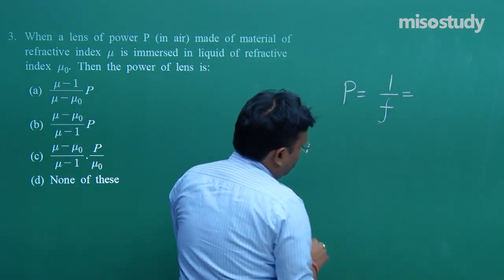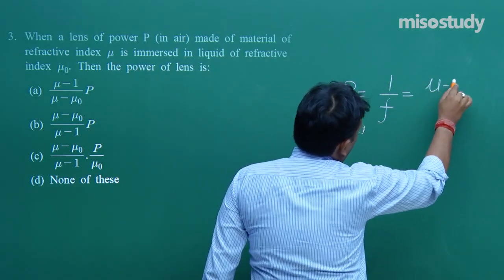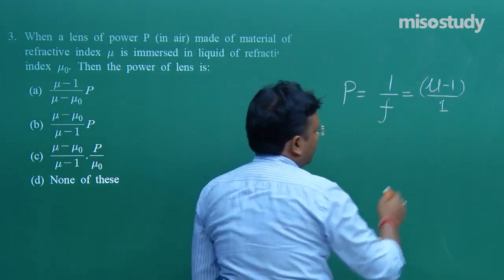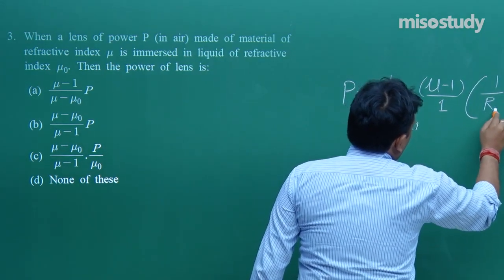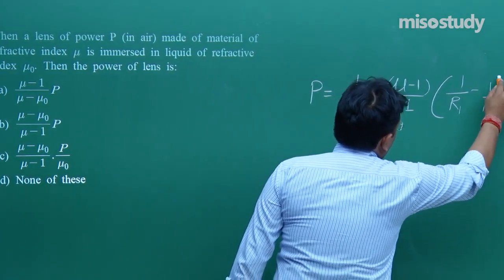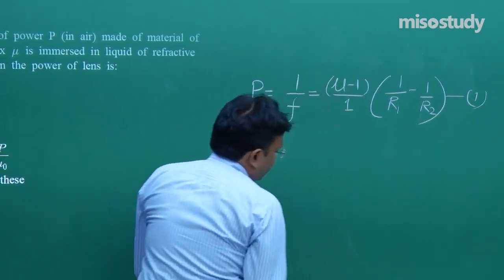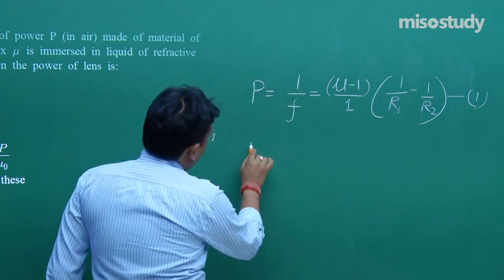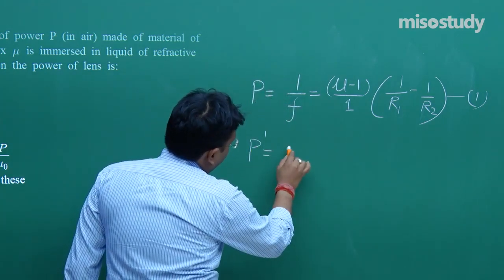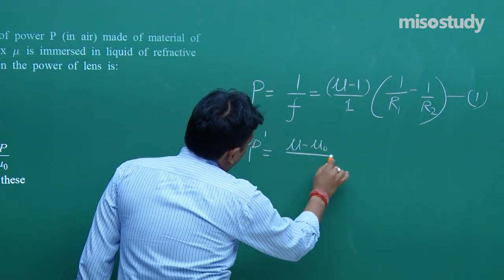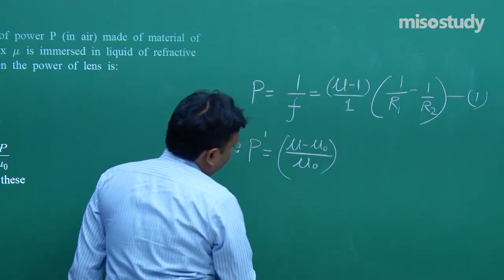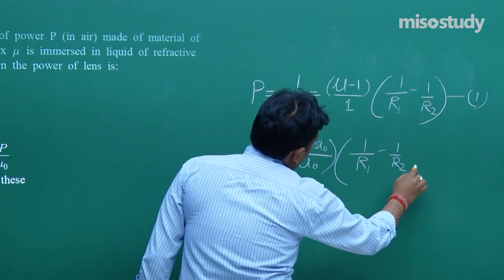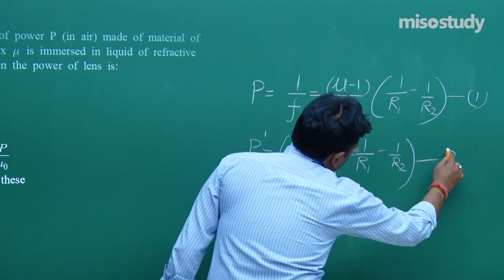Which is equal to mu minus 1 upon 1, fine. Then 1 upon R1 minus 1 upon R2. Equation number 1, let's say. Next, when you are putting it inside the liquid, let's say the power is P prime. So it is going to be mu minus mu naught upon mu naught within bracket, then again 1 upon R1 minus 1 upon R2. Let's say equation number 2.